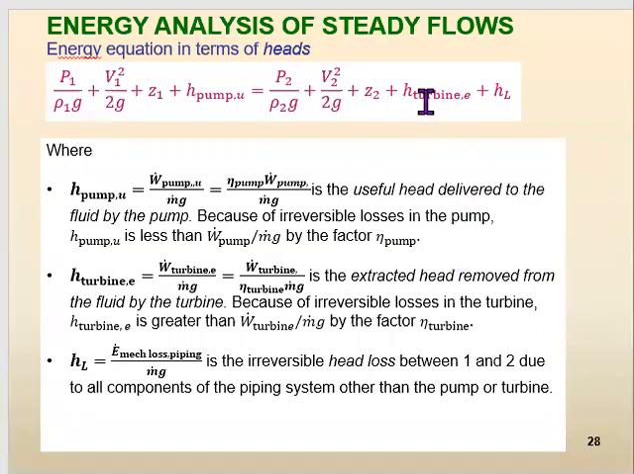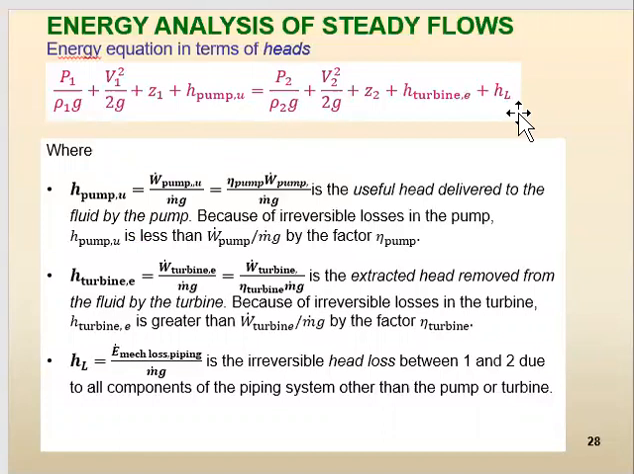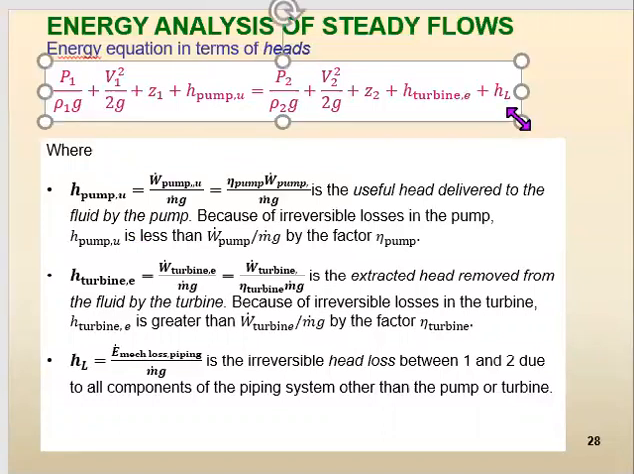Also, we can write that equation, our last equation, in another form. So here I divide both sides by the mass flow rate and g. So what I get is this. This is the same equation, but in different forms.